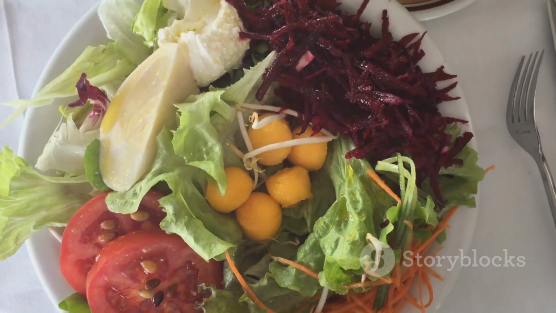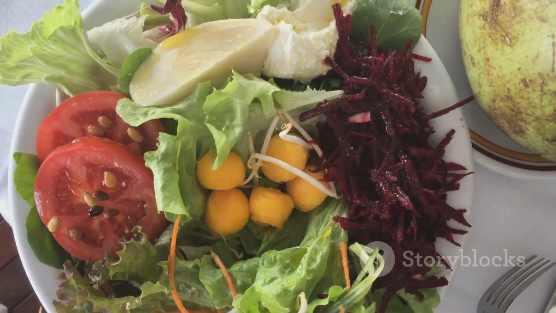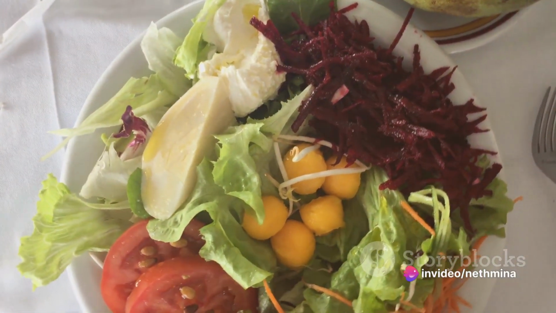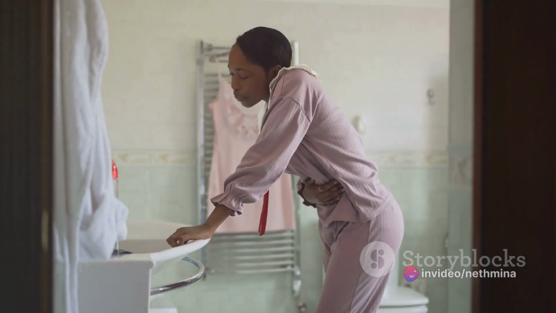Now, what causes constipation? It's often due to a lack of fiber in the diet, inadequate fluid intake, or a sudden change in diet or routine. Certain medications, lack of physical activity, or ignoring the urge to go can also lead to constipation.